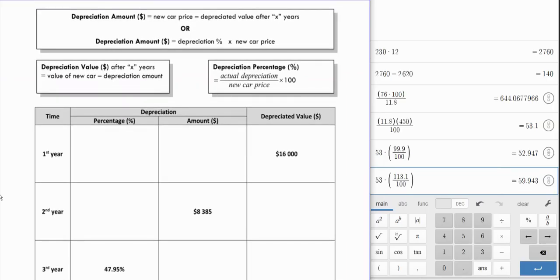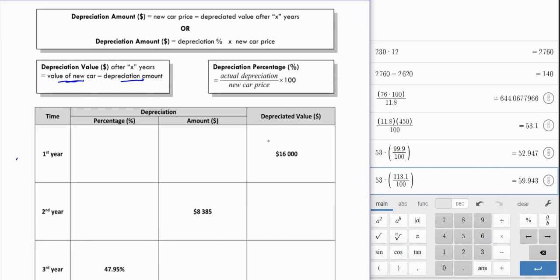Okay, let's now try some of these depreciation values. You'll notice there's a bit of a trick to this because it's giving you missing information. We start off with the depreciated value. So what can we do with this? Well, if we have the depreciated value, which ones could we use? We could use depreciation amount here and the value of the new car. Those are two things we already know. We don't know the percentages yet because we don't know how much it's been depreciated by.